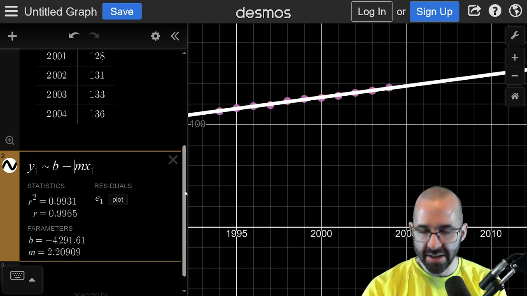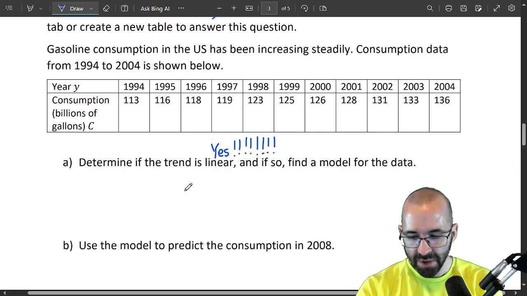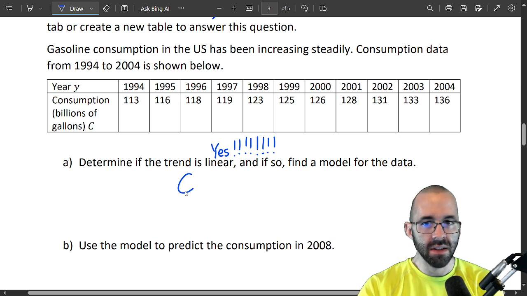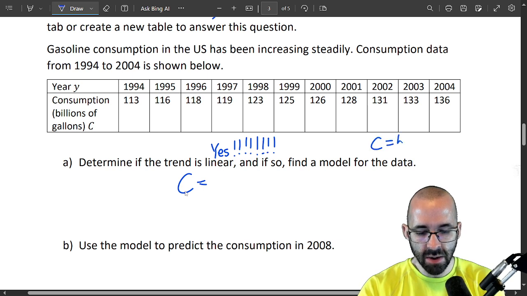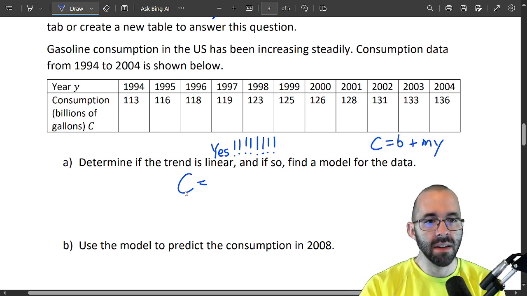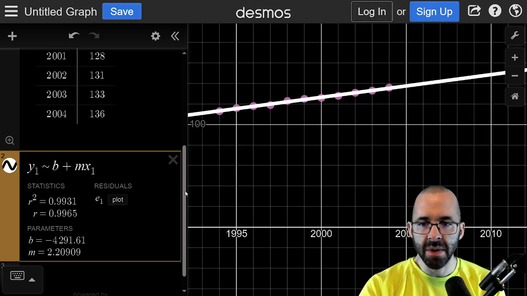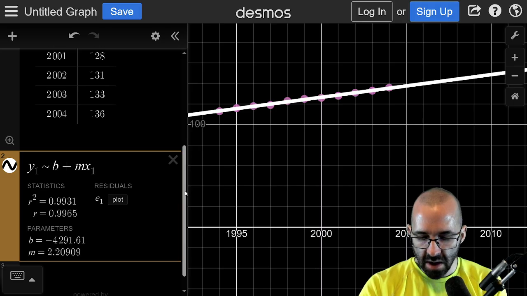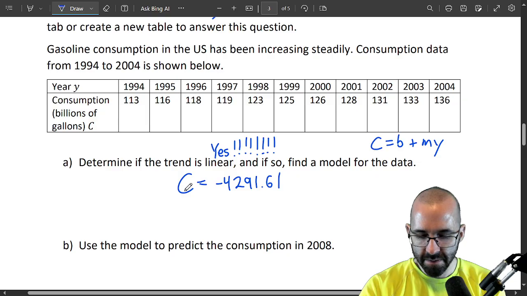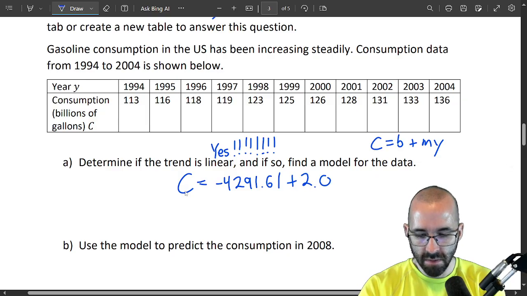And we can write down our b values and our m values. So we're not going to use y. Our output variable is c. And I'm going to get this right this time. C equals, right, we know it's going to be c equals b plus m times y. Our b value, it says, is negative 4291.61. And our m value is 2.209.